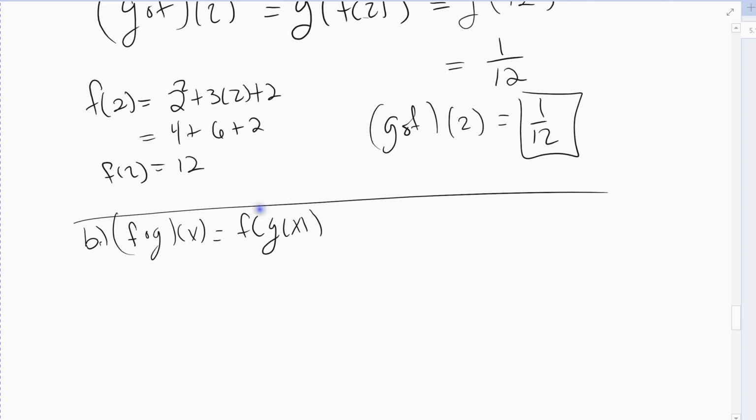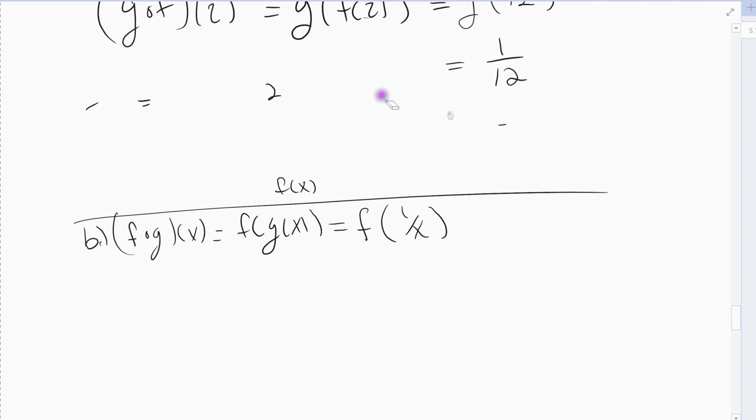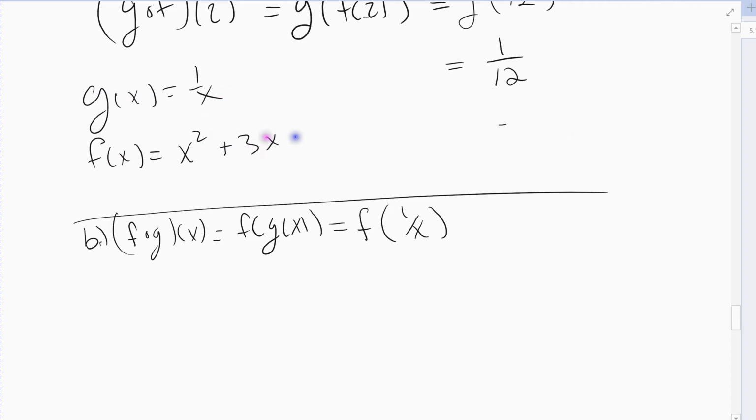And so I'm going to take g of x and plug it in f. I'm going to literally take my g of x, which is 1 over x, and plug it into my f of x. I don't have f of x listed here, so I might erase this and list them up above. Alright, so remember, g of x was 1 over x. F of x was the quadratic x squared plus 3x plus 2.